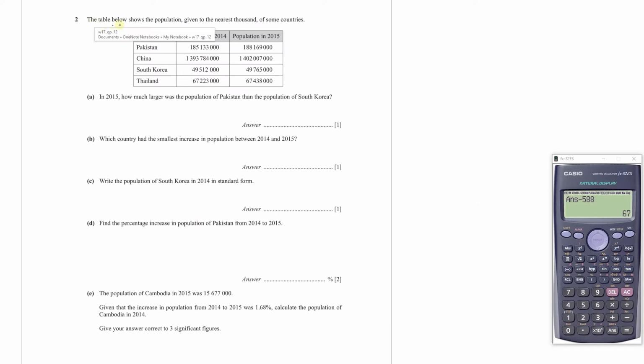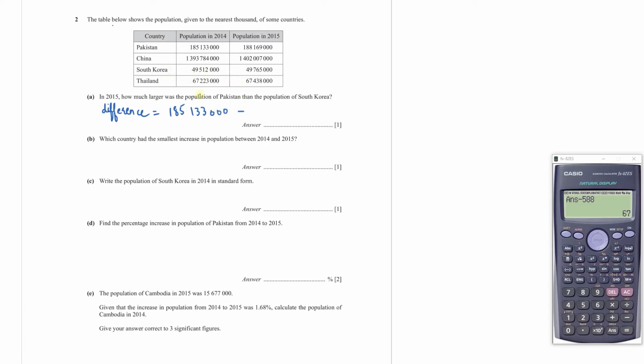The next question is, the table below shows the population given to the nearest thousand of some countries. So part A is, in 2015, how much larger was the population of Pakistan than the population of South Korea? So you basically have to calculate the difference in population of the two countries. So the difference will be how much larger was the population of Pakistan. So population of Pakistan is larger, which is 185,133,000 minus population of South Korea.